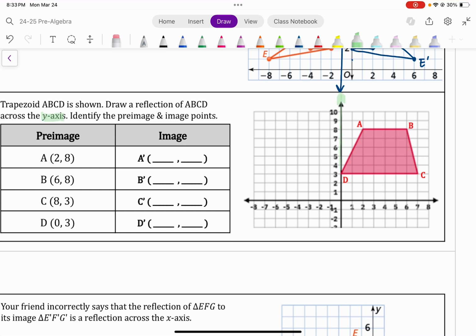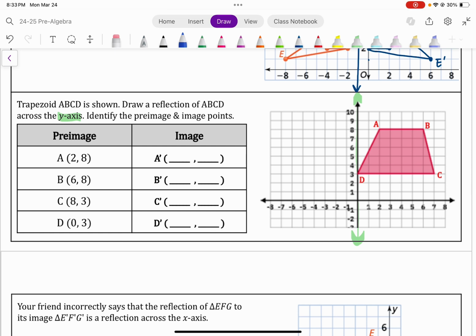The y-axis is hard to see. But I can tell that, let's see, A is 2 to the right of that, so A prime is going to be 2 to the left. Oops, I need a pen. A prime. B is currently at 6, 8. When we move that to the other side, it's going to be 1, 2, 3, 4, 5, 6 to the right. So 1, 2, 3, 4, 5, 6 to the left.